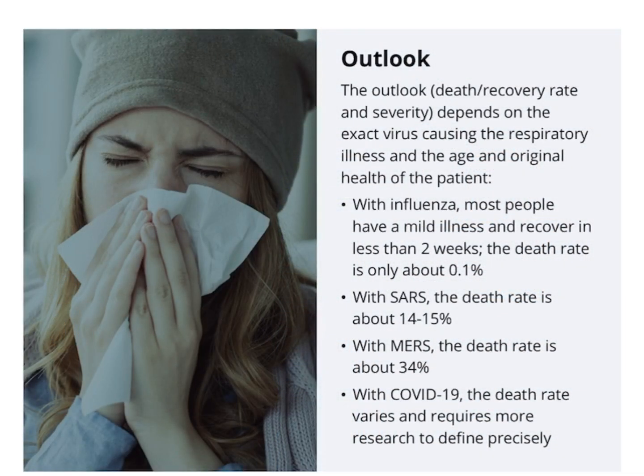The outlook, such as the death and recovery rate or the severity, depends on the exact virus causing the respiratory illness and the age and original health of the patient. With influenza, most people have a mild illness and recover in less than 2 weeks. The death rate is only about 0.1%. With SARS, the death rate is about 14 to 15%. With MERS, the death rate is about 34%. With COVID-19, the death rate varies and requires more research to define precisely.